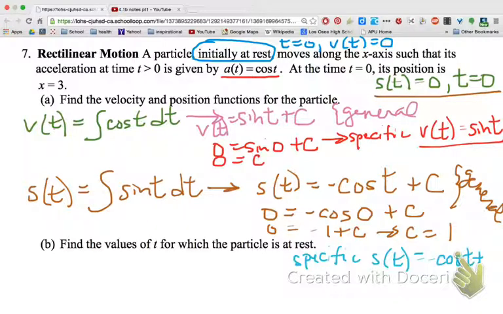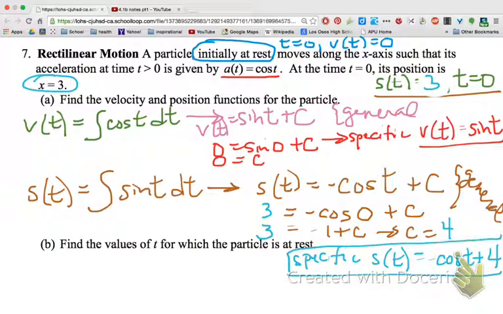Oh, whoops. This was supposed to be a 3. So this over here is really a 3. Ooh, that's my bad. So down here, I gotta put 3's in here. And so I get c equals 4. So plus 4. And there's my specific position. So I found velocity and position.